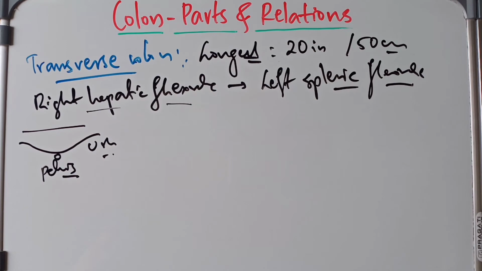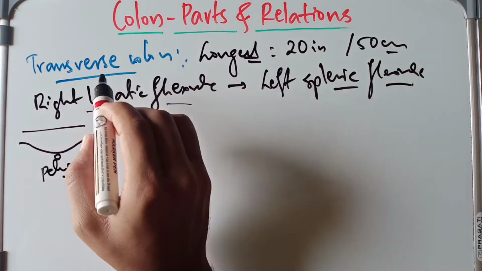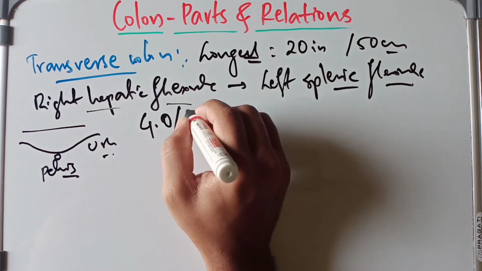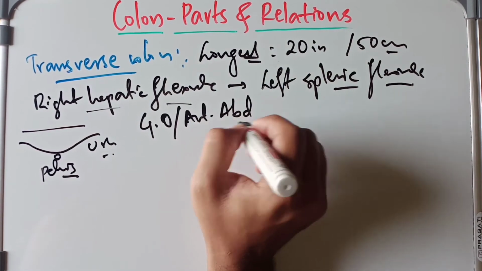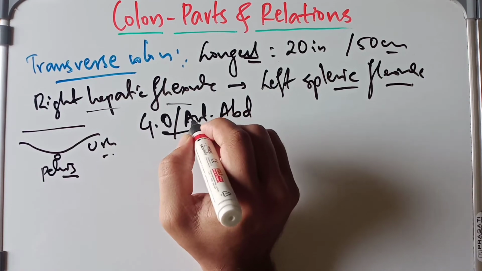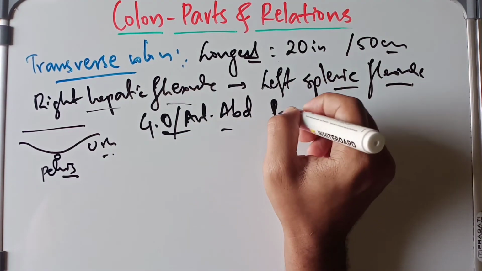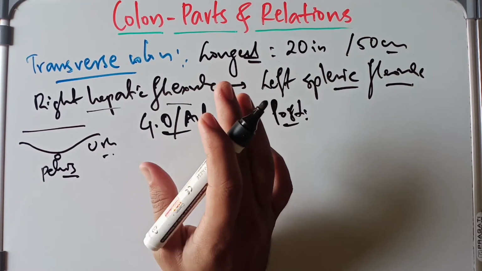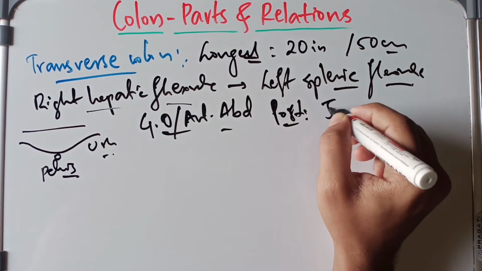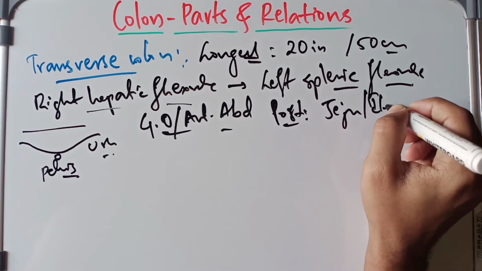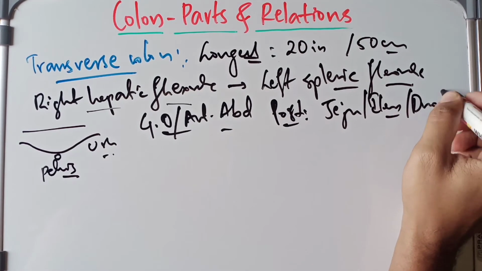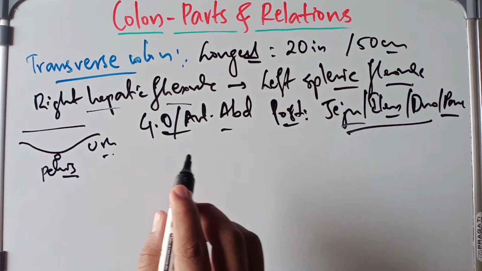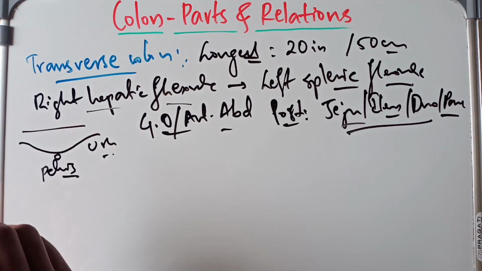So coming to its relations, what are the relations of the transverse colon? Anteriorly we have the greater omentum and the anterior abdominal wall, and posteriorly it is related to the second part of the duodenum, the head of the pancreas, and also the coils of jejunum and ileum. So these are the 4 structures that are related to the posterior surface of the transverse colon.